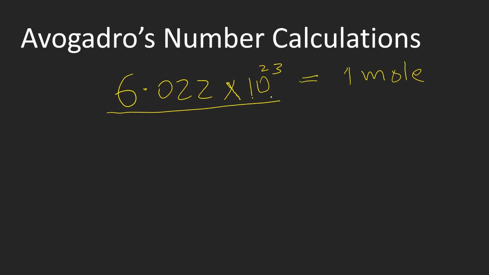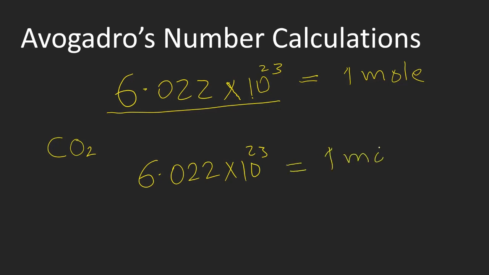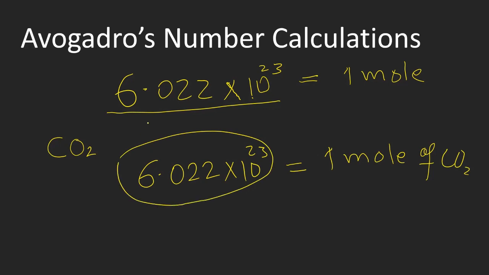For example, if you have a carbon dioxide molecule, this is a single molecule. Now, somehow you manage to get this many molecules of carbon dioxide, 6.022 times 10 to the power 23. So this is a big number. If you collect this many CO2 molecules, we'll say that there is 1 mole of CO2. So 1 mole of anything is equivalent to that number.